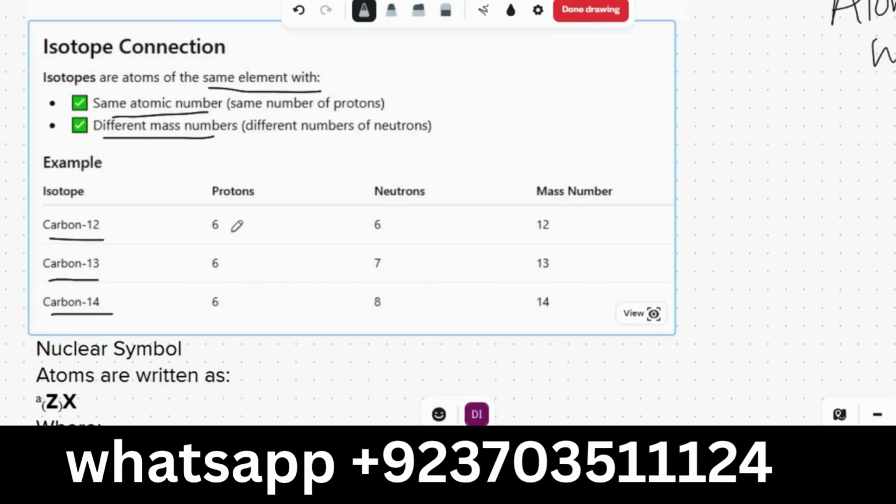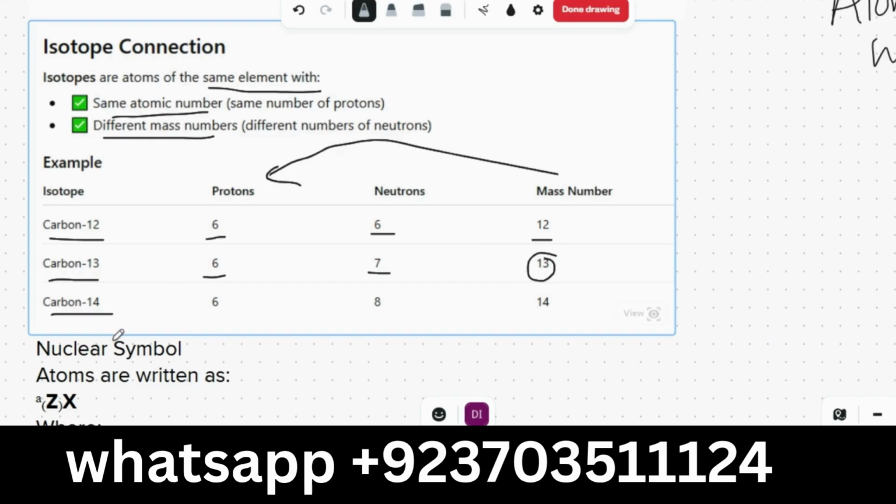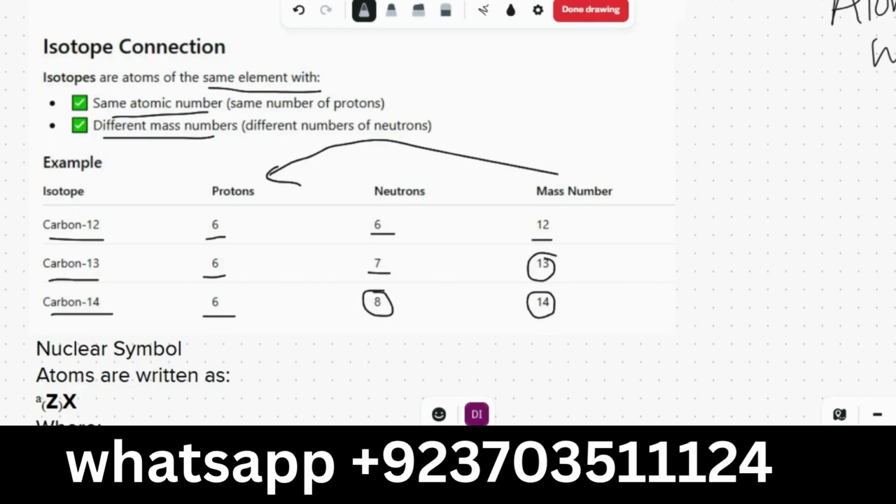Carbon-12 has 6 protons, 6 neutrons, and the mass number is 12. Simply, if you want to calculate neutrons, it is mass number minus proton number or atomic number. Carbon-13 will have the same number of protons, but now the neutron number has changed. Now it has one more neutron than carbon-12, so its mass number is 13. 6 plus 7 is 13. Carbon-14 is again the same element, so the proton number will never change. Now the neutron number is 8, which means the mass number is 14. Those are the isotopes of carbon.